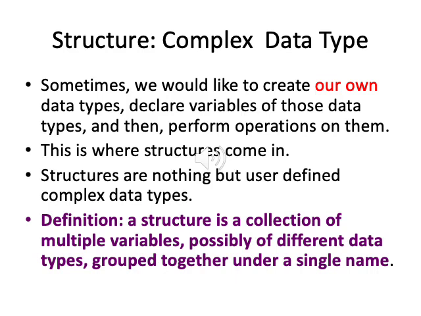So as far as the definition is concerned, a structure is a collection of multiple variables, possibly of different data types, which are grouped together conveniently and appear under a single name. So again, to recap, a structure is a complex data type consisting of other complex or simple data types put together and appearing under a single name.